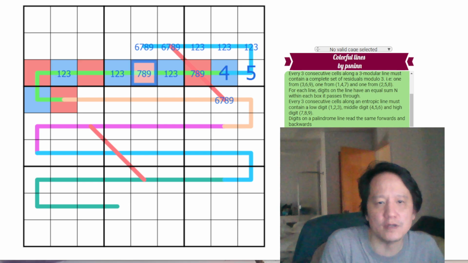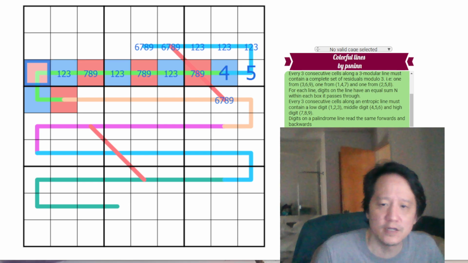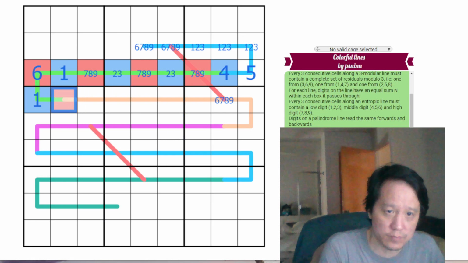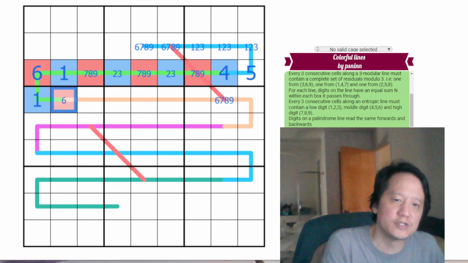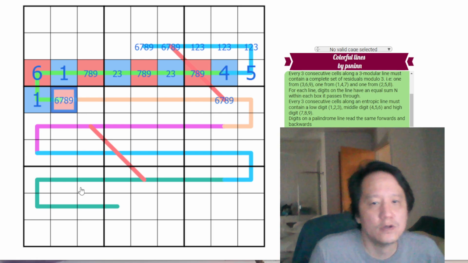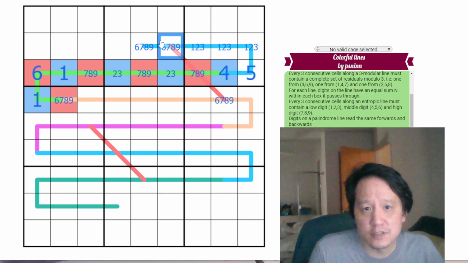This can't be anything but 7, 8, 9. So therefore, this is 6, which means it's next to a 1 and a 1. So this is 2 or 3. This is 2 or 3. This could be 6, 7, 8, 9. We don't know which. So this is 6 or 9, or 7 or 8.